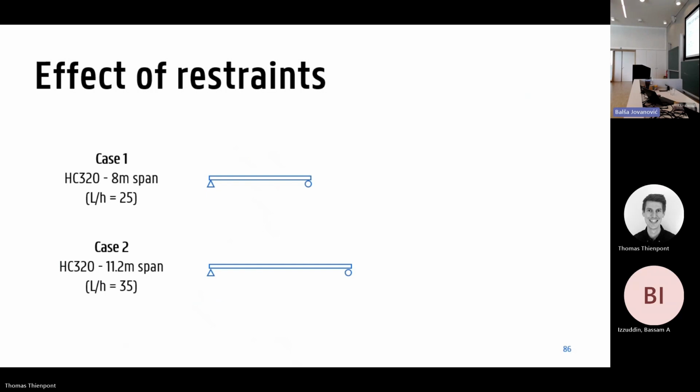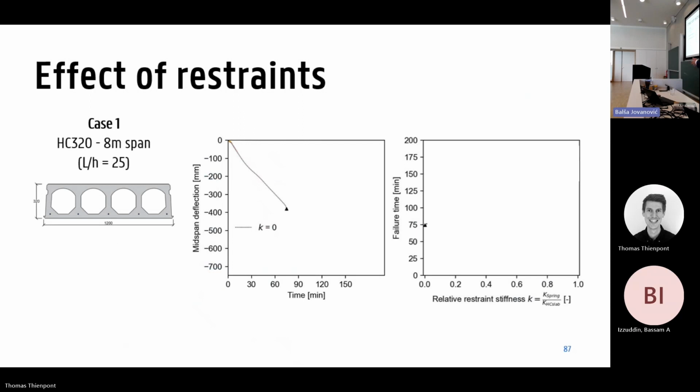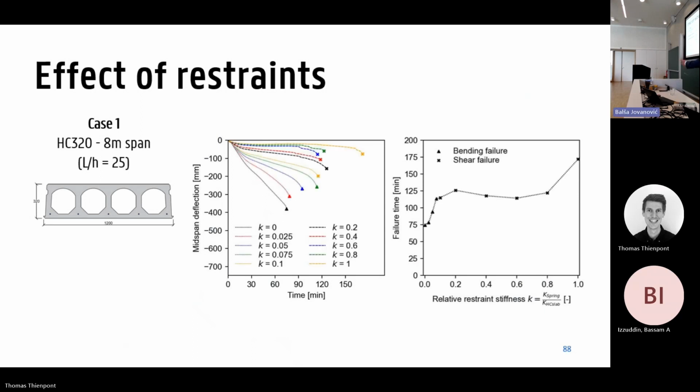So a first case study is a hollow core slab with an 8-meter span. And for that one, we can run multiple analyses. So the first analysis is for the value k equal to 0. K equal to 0 means simply supported. So just a roller support left and right. But then we can run many more analyses.